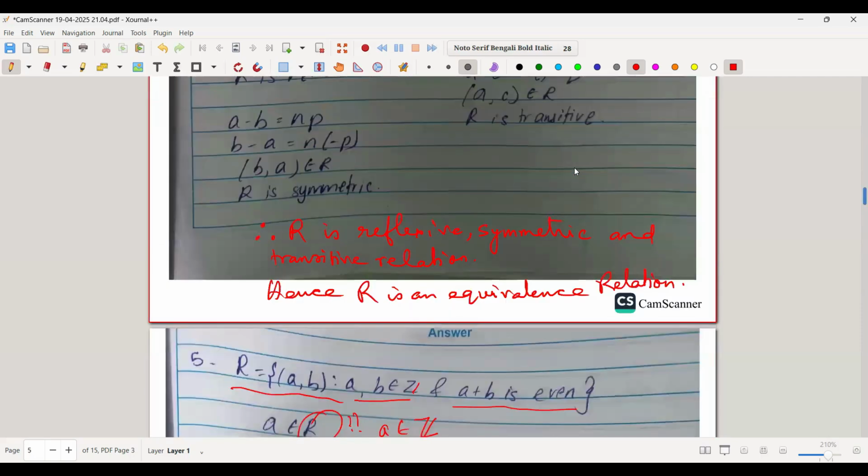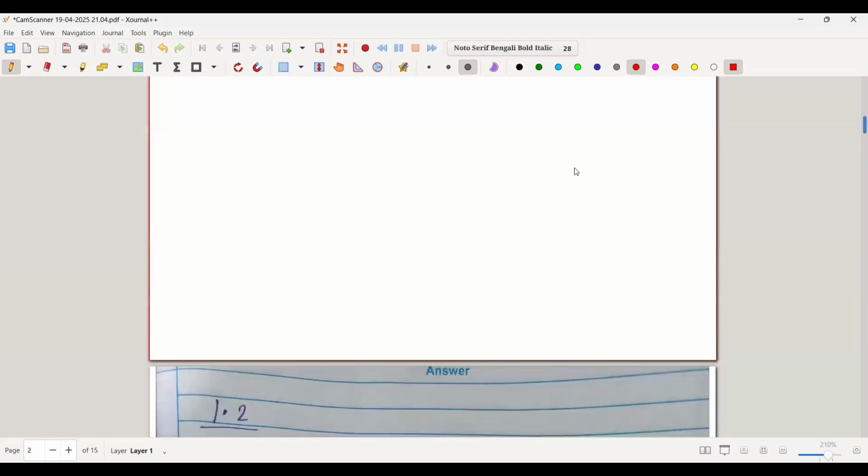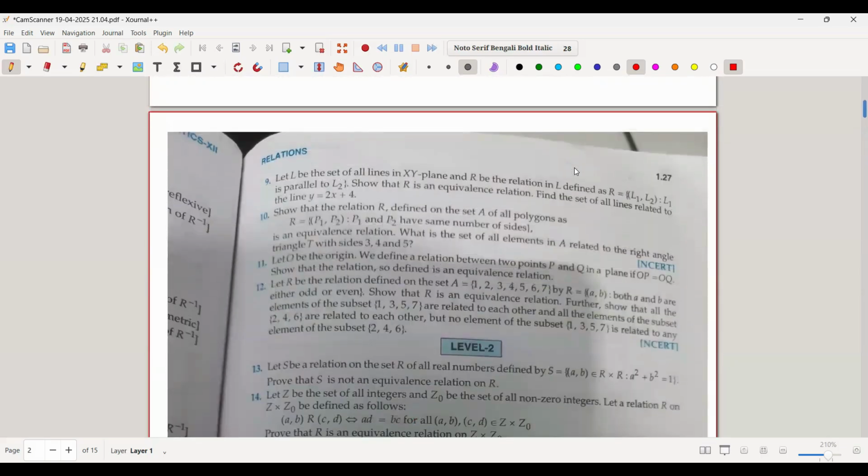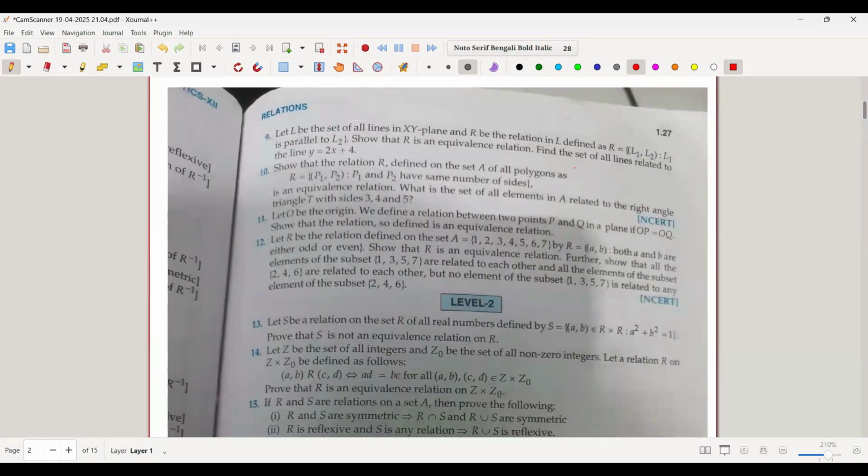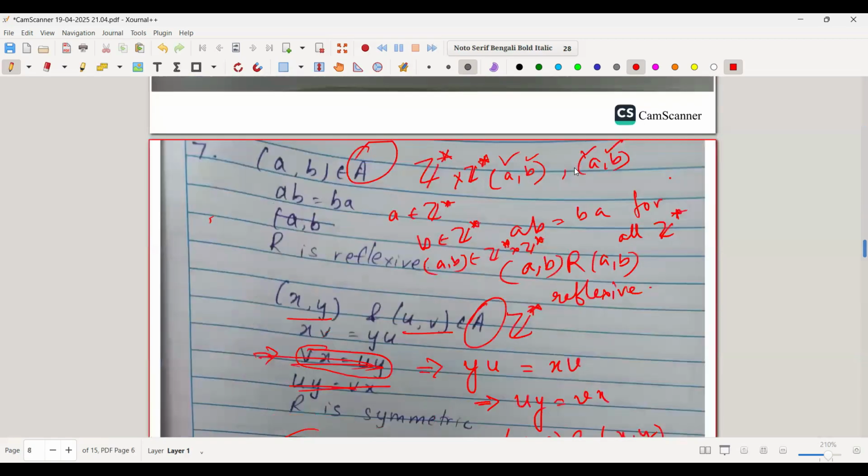Now question number 9. Let L be the set of all lines in the xy plane. R is the relation defined as R equals (L1, L2) such that L1 is parallel to L2. Show that R is an equivalence relation, and find the set of all lines related to the line y equals 2x plus 4. This is something interesting, the last part.